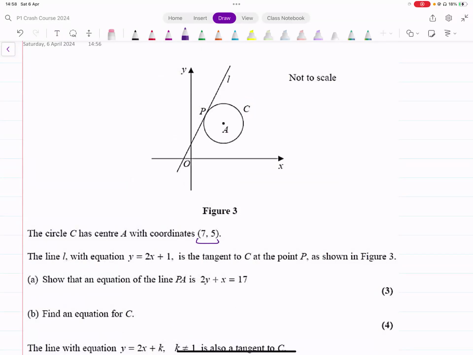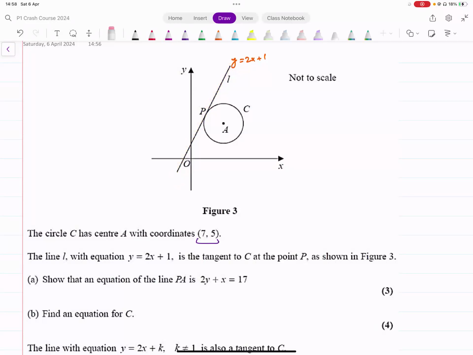The line L with equation y equals 2x plus 1. So they've given the equation of the line L, which is tangent to C at the point P. You can see that this line is the tangent to the circle at point P. Show that an equation of the line PA is 2y plus x equals 17.